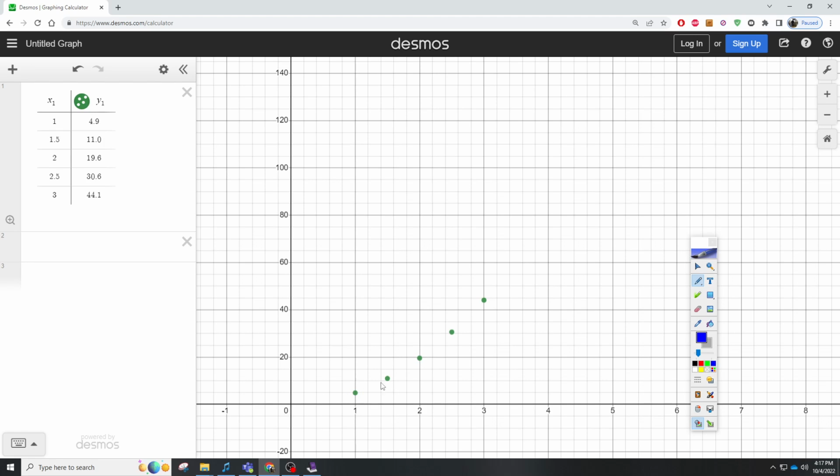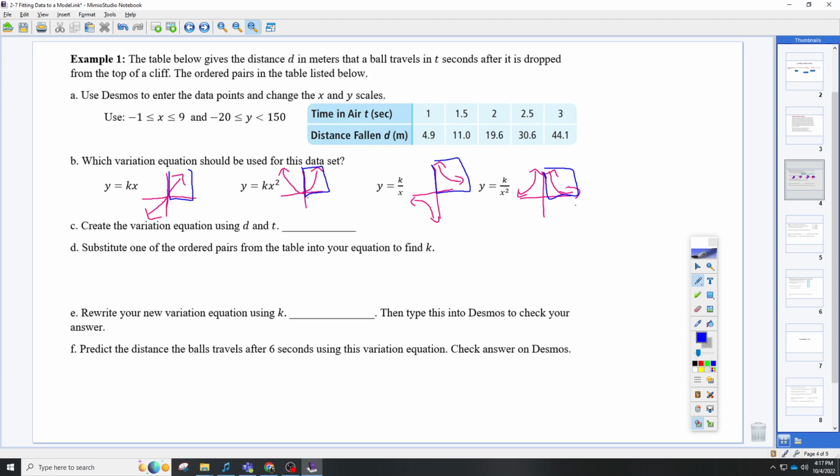I think what we have going here is it kind of looks like it's a straight line, but it actually looks like it's kind of curving near the end. So maybe it's more of a curve. I think it probably is going to be y equals kx squared, where we're seeing half of the parabola. So we'll go with that one.